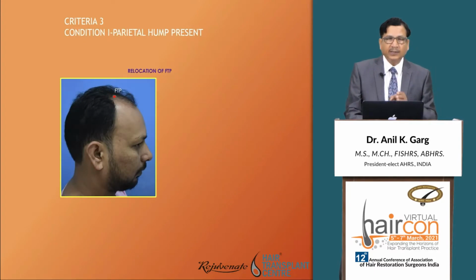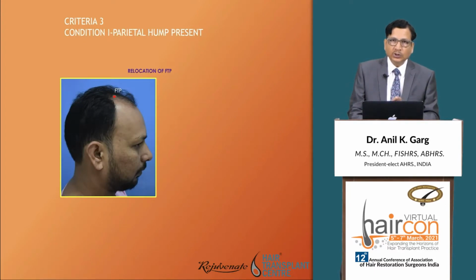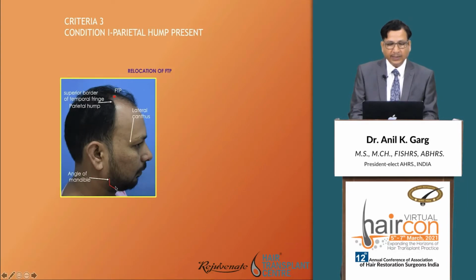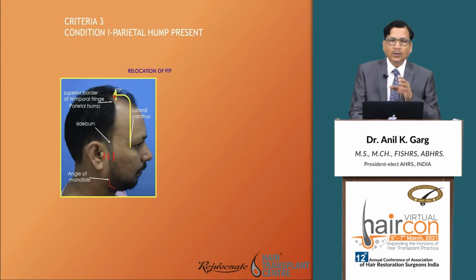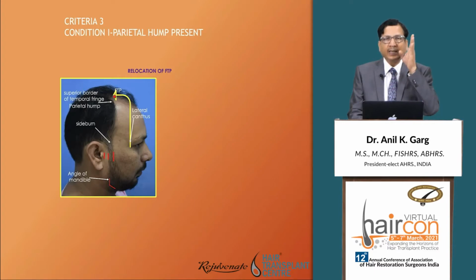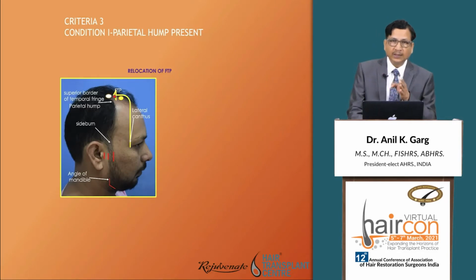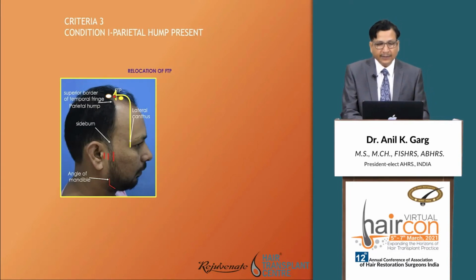Condition 1, where the parietal hump is present. You must know these landmarks: the superior temporal fringe, the parietal hump, lateral canthus, angle of mandible, sideburn, anterior border, posterior border, and a point anterior to the tragus. You must visualize and see these points and that plane. We know the FTP lies in a vertical line of the lateral canthus and it is above the mid-frontal point, but we have to decide whether it is more anterior or posterior. For that we need one more vertical line.